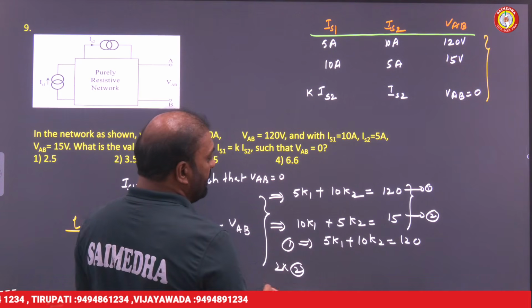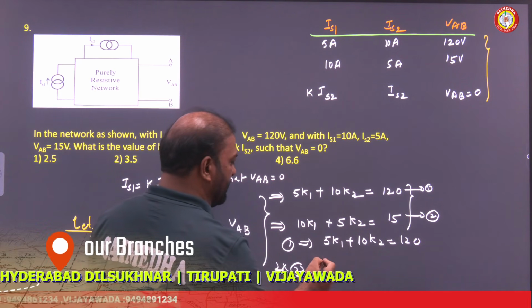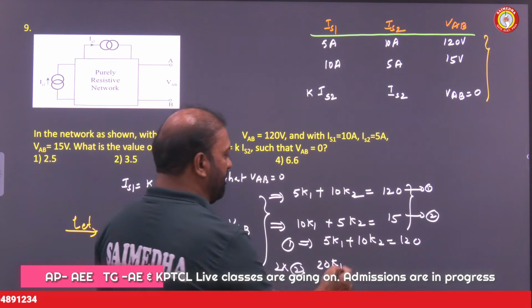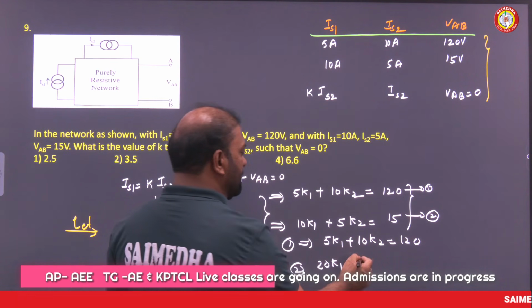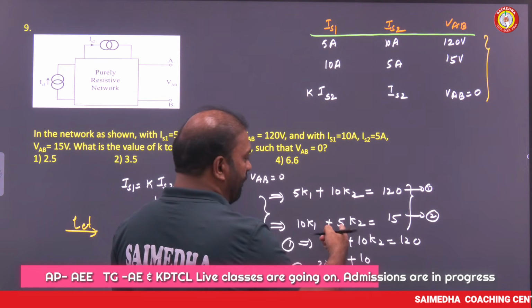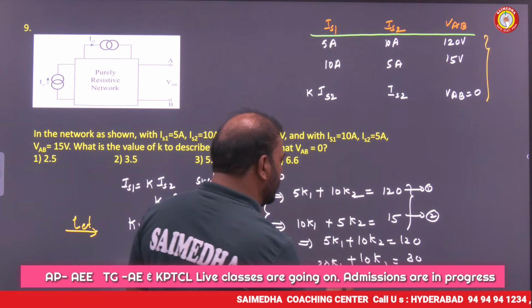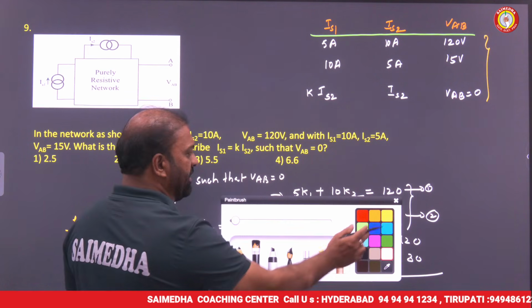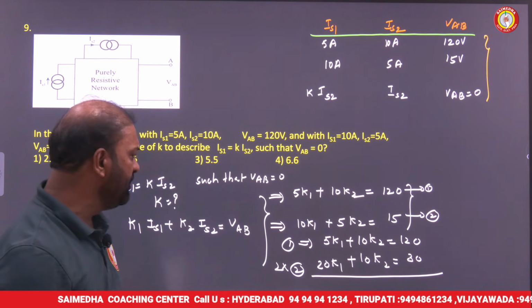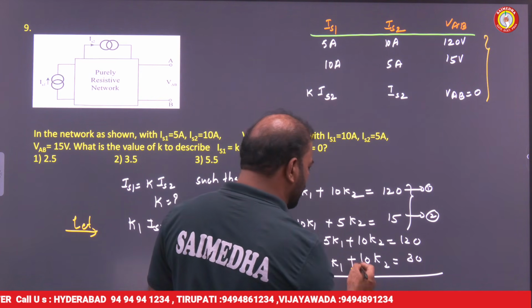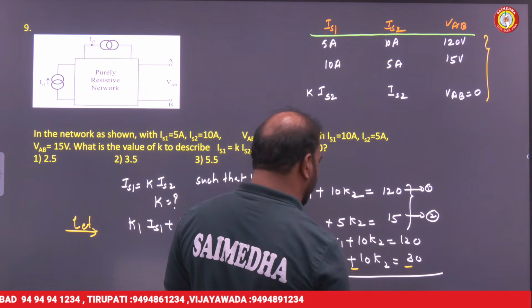2 into 10K1 means 20K1, plus 10K2, is equal to 2 into 15, which is 30. So, my friends, I am going to subtract. While subtracting, we need to change the signs. Here we have a plus sign, so I am changing it to minus. Here also plus, so minus, and here plus, so minus.